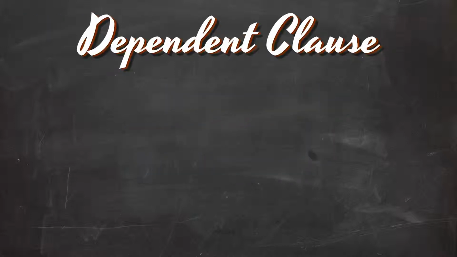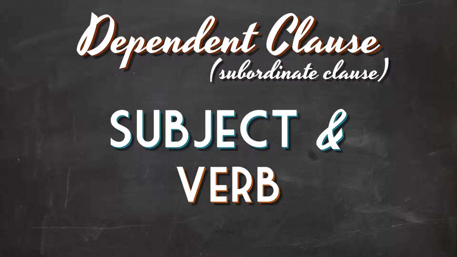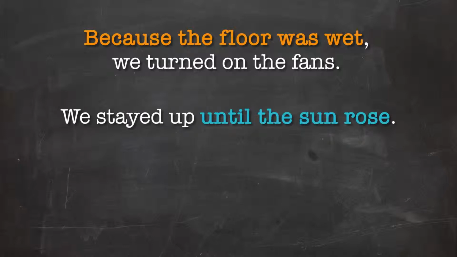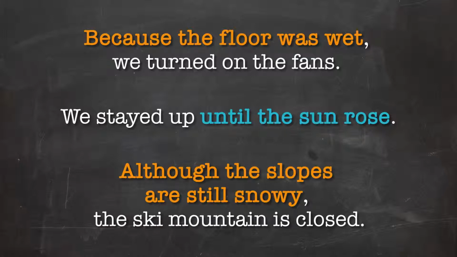A dependent clause, also known as a subordinate clause, is a group of words that contains a subject and a verb, but does not express a complete thought. Here are some dependent clauses in bold within a complete sentence. Because the floor was wet, we turned on the fans. We stayed up until the sun rose. Although the slopes are still snowy, the ski mountain is closed.